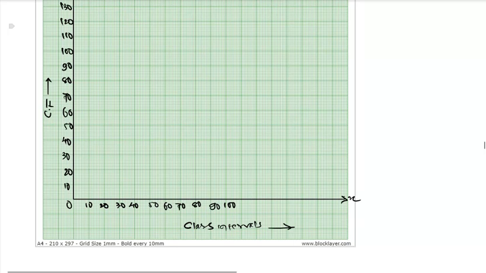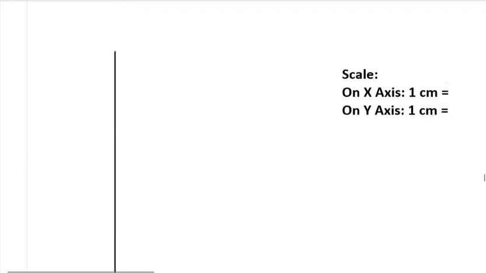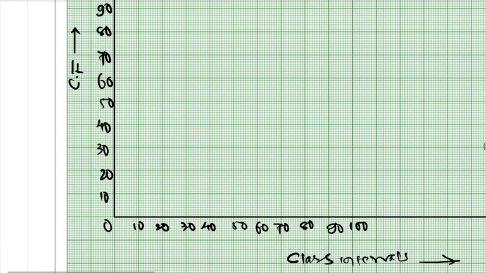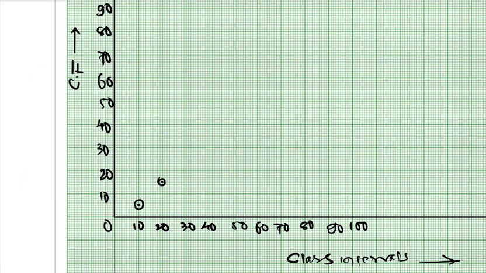Okay. I will zoom in a bit so that you can all see clearly how I'm plotting. 10, 5. 5 is here somewhere on the fifth line. 20, 15. 15 is somewhere between 10 and 20, so exactly on the middle fifth line between 10 and 20. I will just use a thinner pencil.